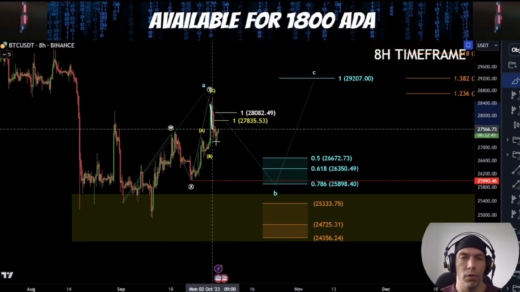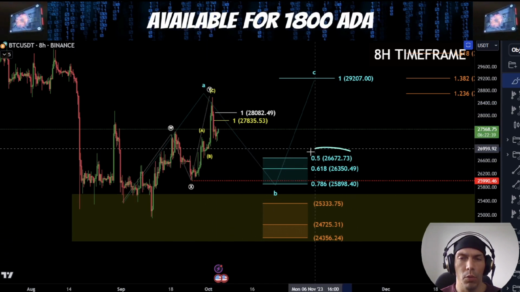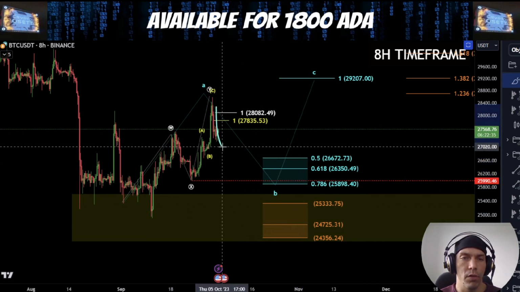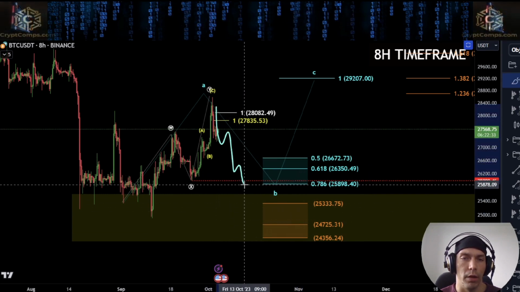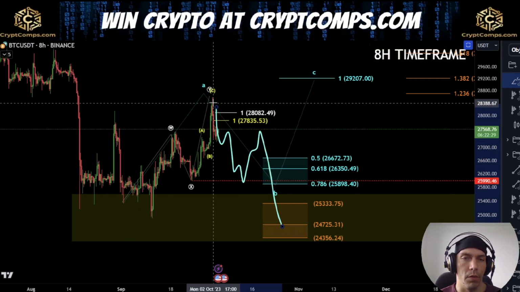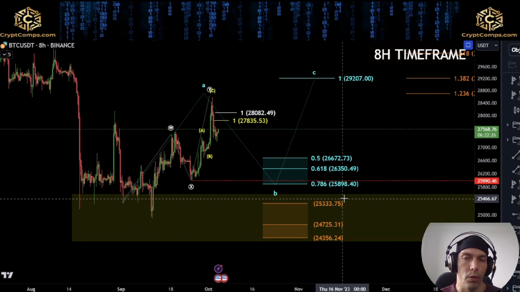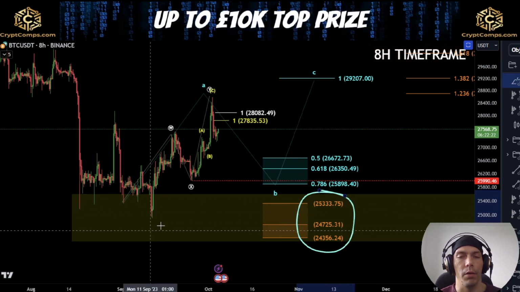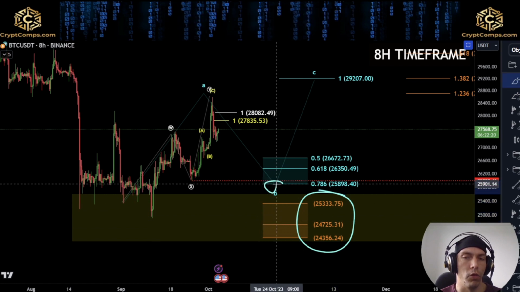Now, if we do just see this as a 3-wave move down, I'm going to be watching this higher area over here. And alternatively, if we do see this extend out and we get something like this as a 5-wave move, 3 waves up, and then we see another zigzag basically to the downside here, the alternative would be a move down towards this orange box. So this would be aligning with a typical zone we look for an overshooting B wave.